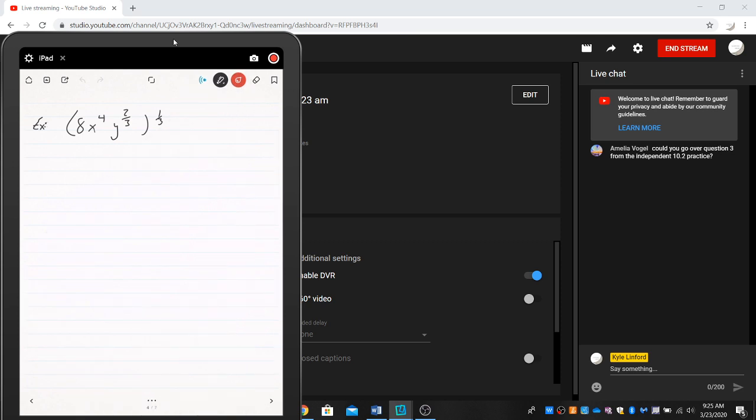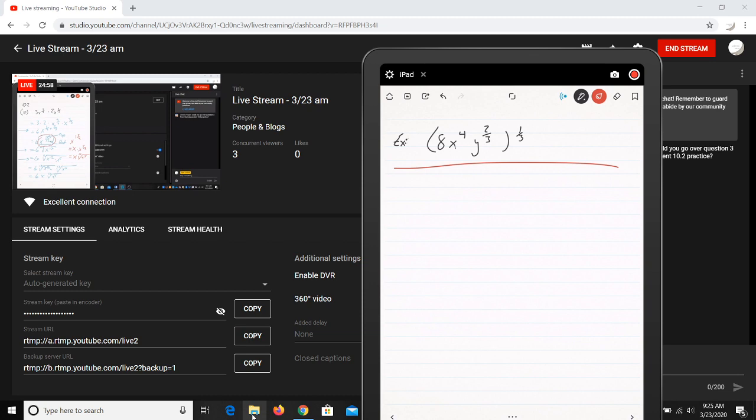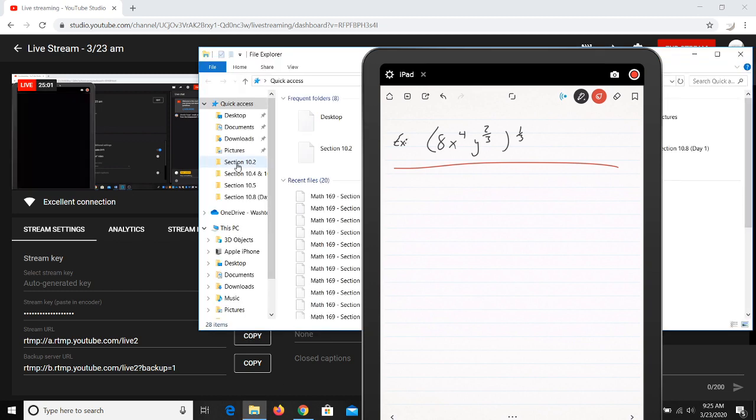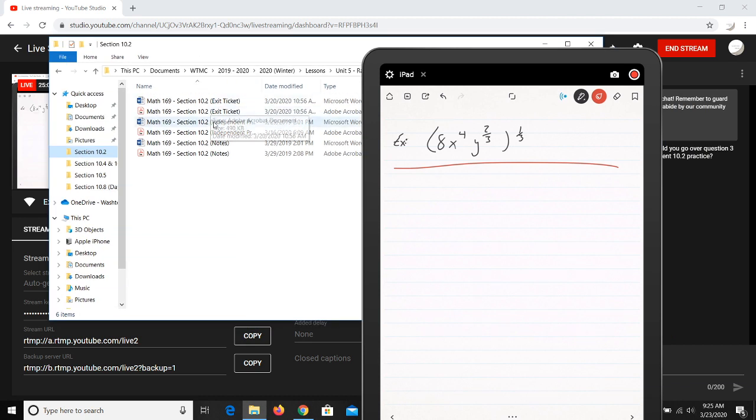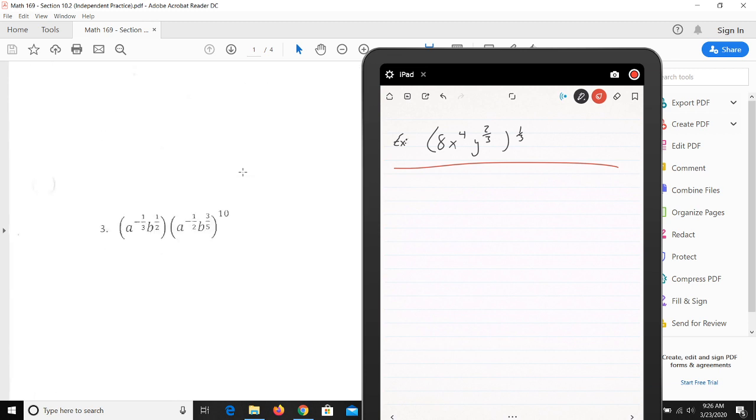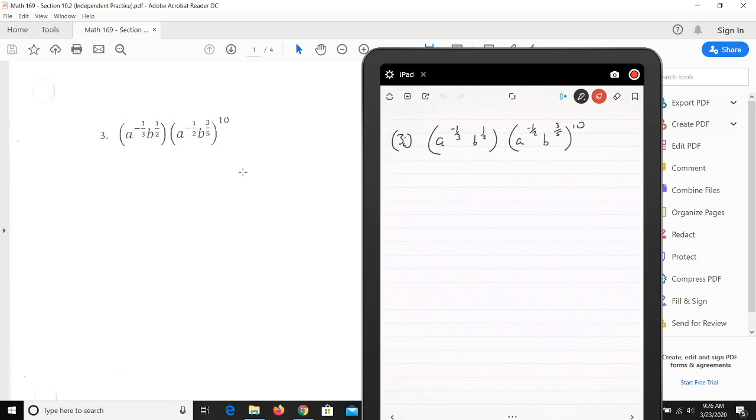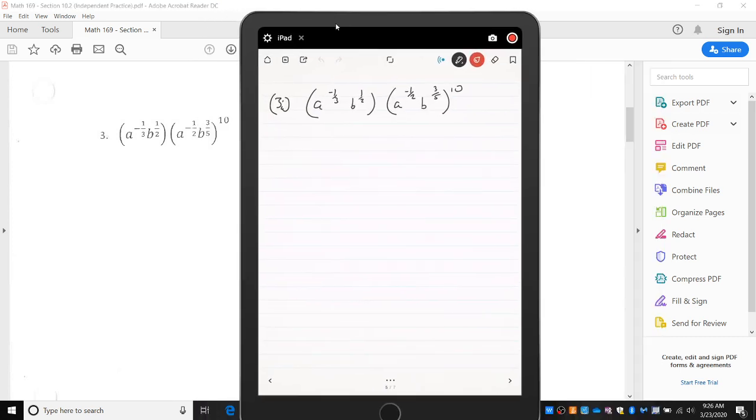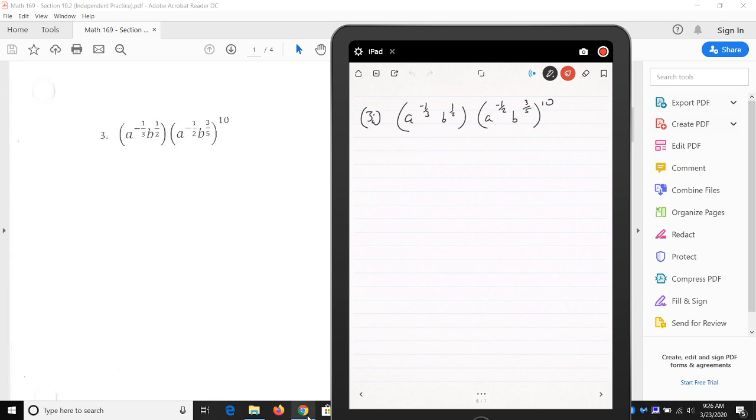Let's go ahead and, before I do this problem, I want to get to Amelia's question. Question 3 from the independent practice for section 10.2. Let me go ahead and pull up that file, section 10.2. And here is the independent practice, problem 3. Let's see. Oh, yes. Was I actually going to go over that one? Oh, yeah, I got it written down here. Okay. So, Amelia, for this problem, let me get the live chat back up in case people have questions.